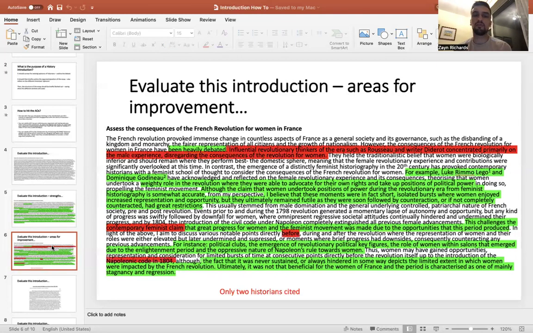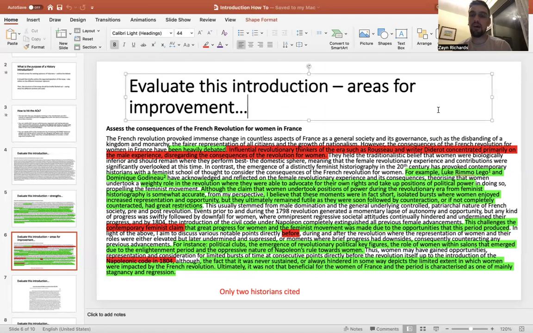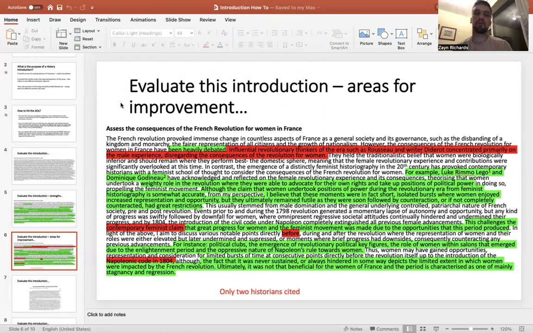Now, here are the areas for improvement. Like I said, this answer didn't make it to the top bracket. It is a very good answer. They didn't make it to the top bracket, and these are some of the reasons why. First of all, it says influential revolutionary thinkers of the era, such as Rousseau and writer Diderot. The reason why I've highlighted that is that that's technically AO2 because they're focused on people at the time, whereas we want to be hitting AO3. They wouldn't class as historians. So that firstly undermines a bit of the AO3 in this answer.